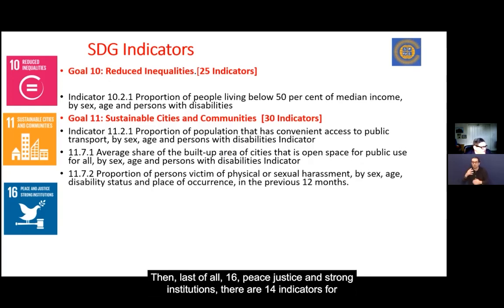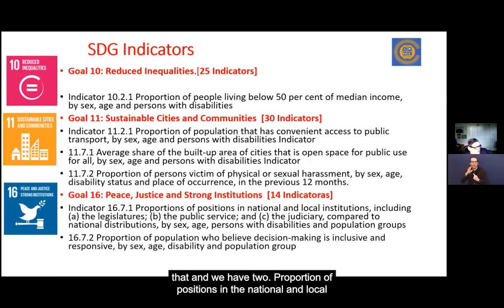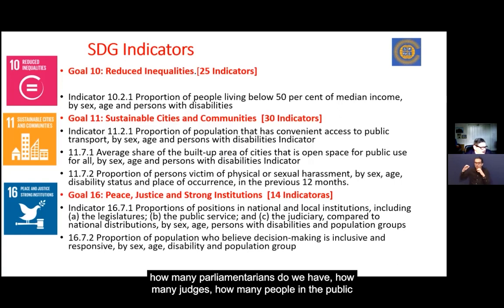And then last of all, 16, peace, justice, and strong institutions. There are 14 indicators for that, and we have 2. Proportion of positions in the national and local institutions, including the legislature, that's the parliaments, the public services, and the courts, the judiciaries, compared with national distributions by sex, age, and persons with disabilities. So this will be quite an important factor. How many parliamentarians do we have? How many judges? How many people in the public services, teachers, social workers, and so on, administrators?